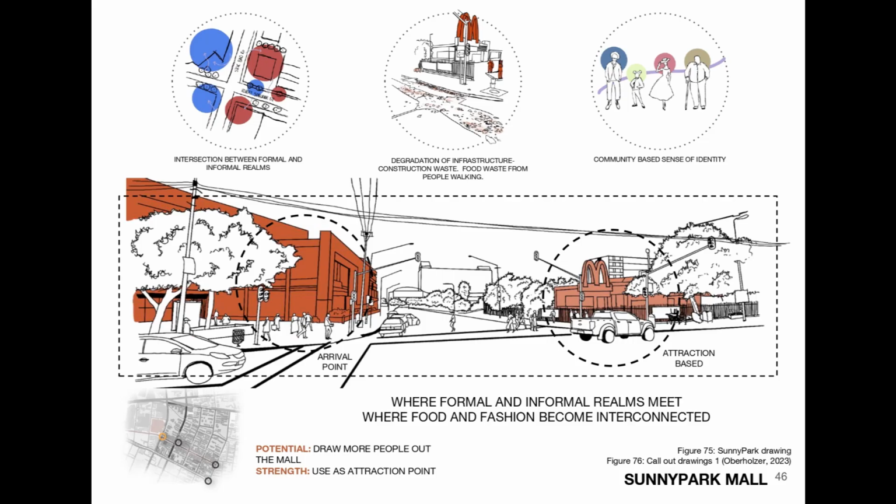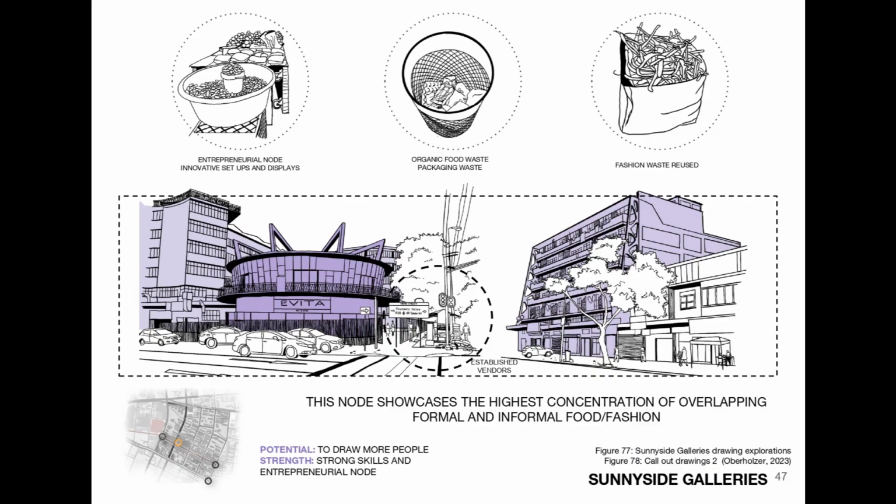Sunny Park Mall has the highest concentration of enterprised food and fashion, and thus becomes the most formal node. It acts as an arrival point that draws residents from surrounding neighborhoods out into Robert Sobukwe. Sunnyside Galleries is a centralized node with an abundance of local entrepreneurs and highly skilled typologies. The space is fluid as it accommodates established vendors that form a transition into the community node. Its potential lies in its ability to draw people in and become a congregation space.